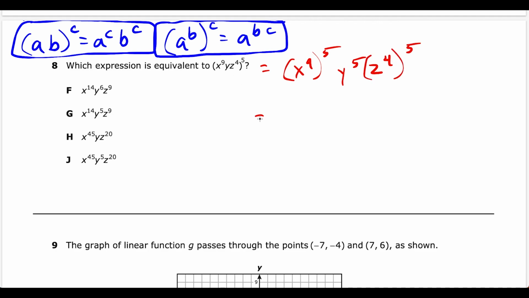And now for the second rule, I can multiply these two numbers because I have a power to a power. So I have x to the 9 times 5 is 45. Y to the 5th, I'm just going to leave alone because there's no extra power. And then z to the 4 to the 5th, I would do 4 times 5 is 20. So I have z to the 20th power here. And this looks like it's matching up with choice J.